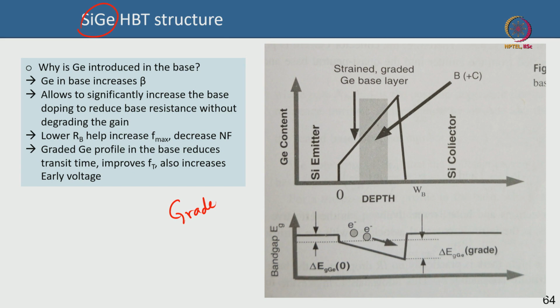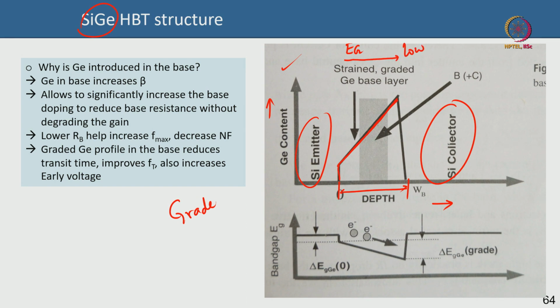Typically what you do is, in the top picture here, on the y axis you have germanium concentration, and on the x axis you have the thickness or the depth. So, you can see this is the base, from 0 to WB, and over the base the germanium concentration is increasing from the emitter side to the collector side. This is a silicon emitter and there is a silicon collector, but the base is silicon germanium and the germanium concentration is gradually, most likely linearly, increased from the emitter side to the collector side. As you increase the germanium concentration, the band gap becomes lower. So, from the emitter side to the collector side, the band gap becomes lower.